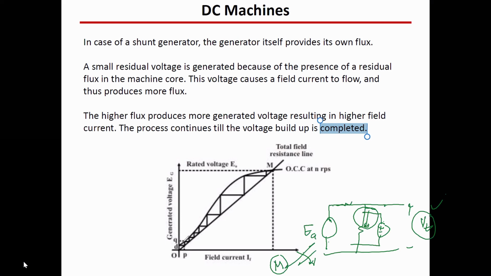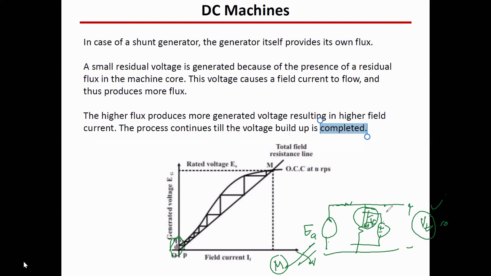Another way is to utilize the residual flux you have inside the machine. You remember the residual flux, the hysteresis loop? We said that even if you turn off the source for the magnetic circuit, you still have magnetic field inside the machine. So you utilize this small magnetic field. The field current will be small. The voltage will be small.